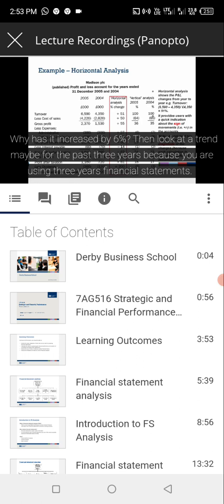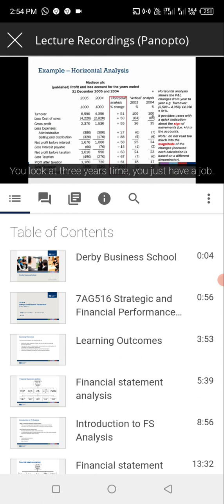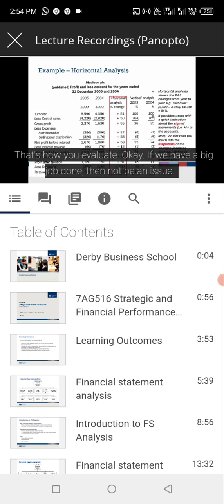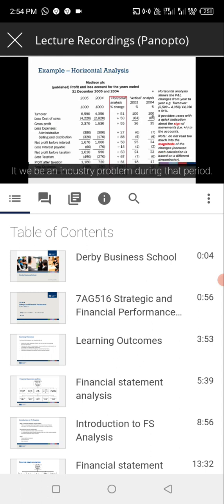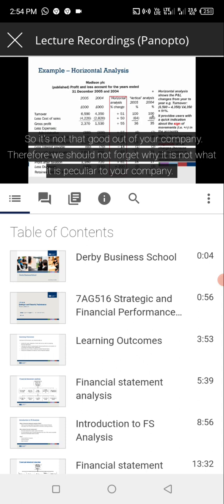Then look at the trend, maybe for the past 3 years, because you are using 3 years financial statements. You look at the 3 years trend, you just have a jump in one of the years. Why that? All right? Discuss the trend, and then you benchmark that performance. Is that okay? That's how you analyze. That's how you evaluate. Okay, if we have a big jump, that may not be an issue. It may be an industry problem during that period. So it's not peculiar to your company. Therefore, we should not fret over it.